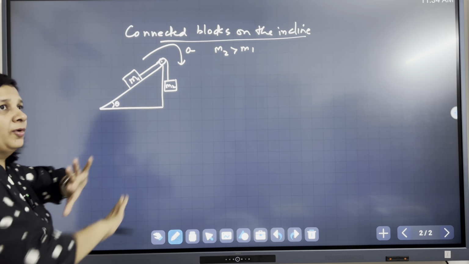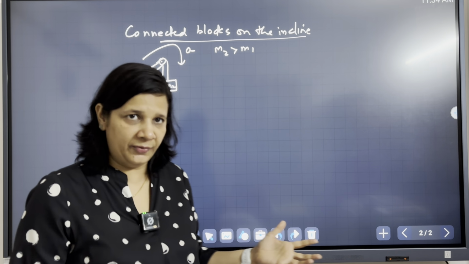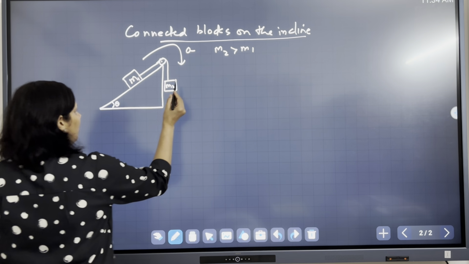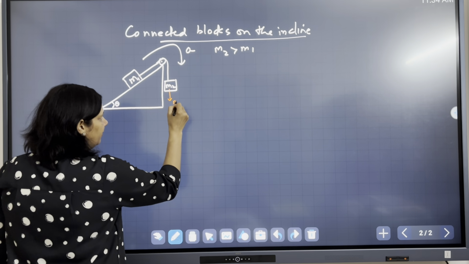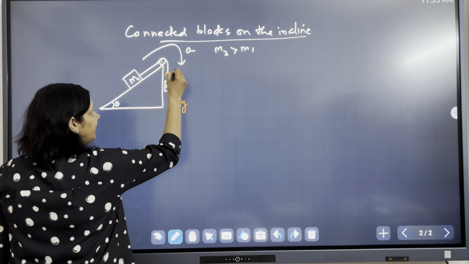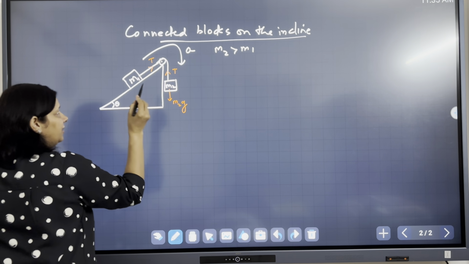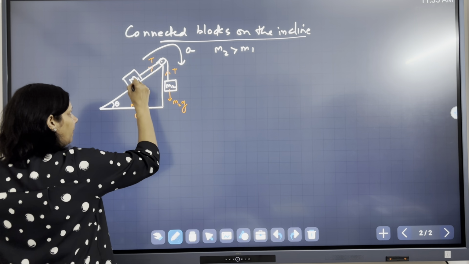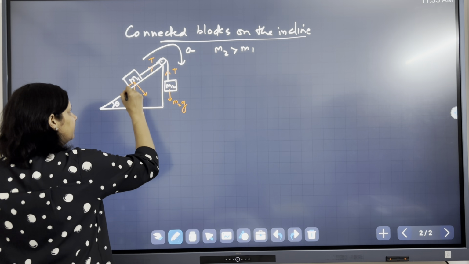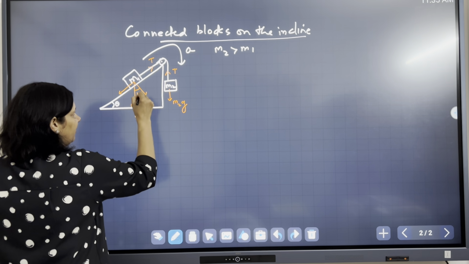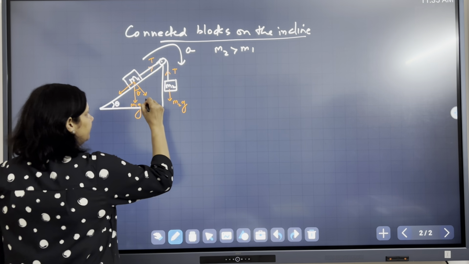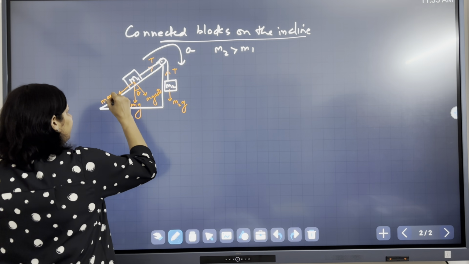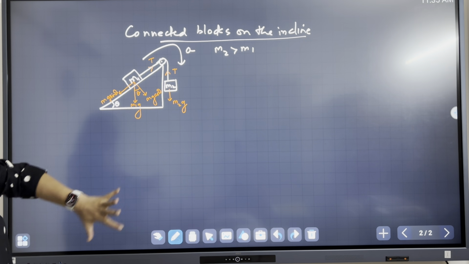Now let us first draw all the forces, and then we will draw the free body diagram, and then we will apply Newton's second law. So what are the different forces acting here? M2g, tension here, then vertically downwards always you draw M1g, and resolve into two components. This is angle theta. Mg cos theta, Mg sin theta. These are the forces which are acting on these two blocks.